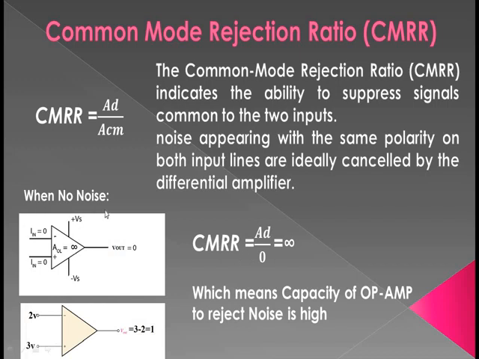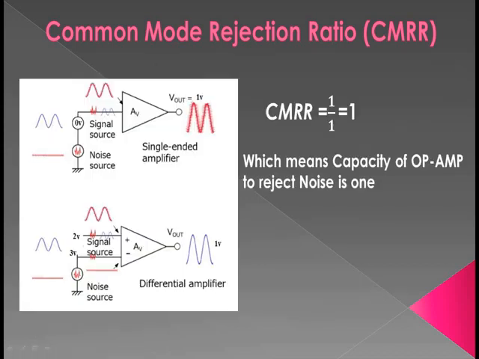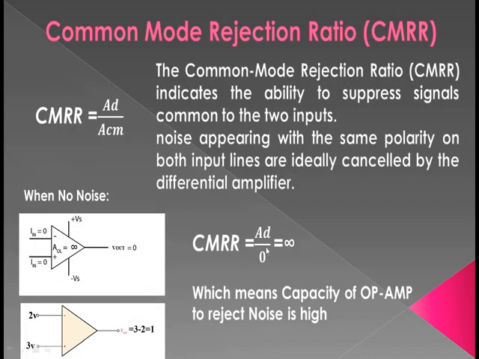Consider a case with no noise. If 0 input voltage is applied, the output is 0, and if different input voltages are applied to the op-amp, that is 2 volt and 3 volt, then it gives 1 volt. So by using CMRR, it is 1 divided by 0 equal to infinity. This means the capacity of the op-amp to reject noise is very high.